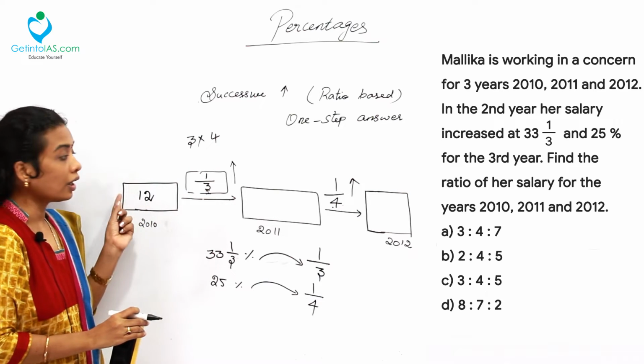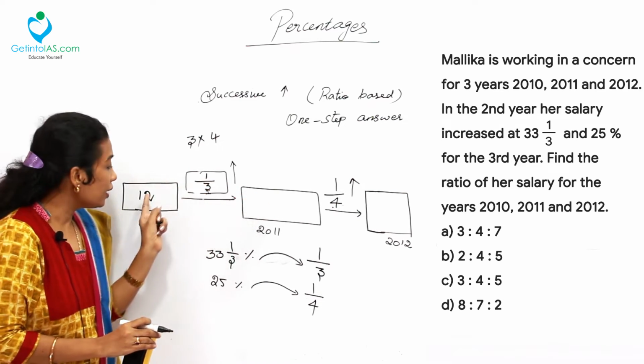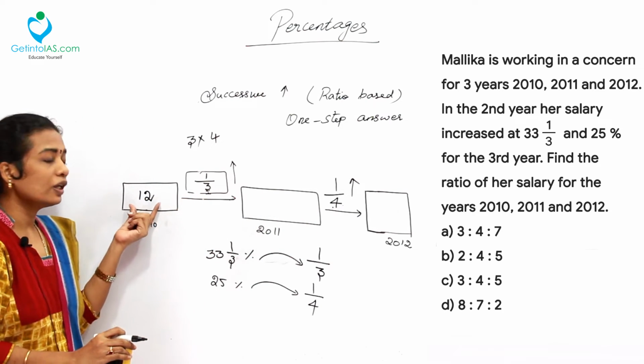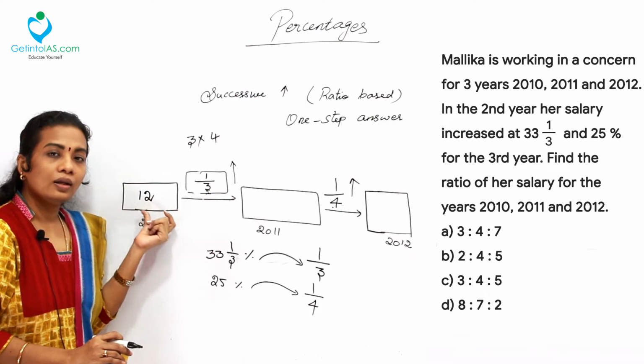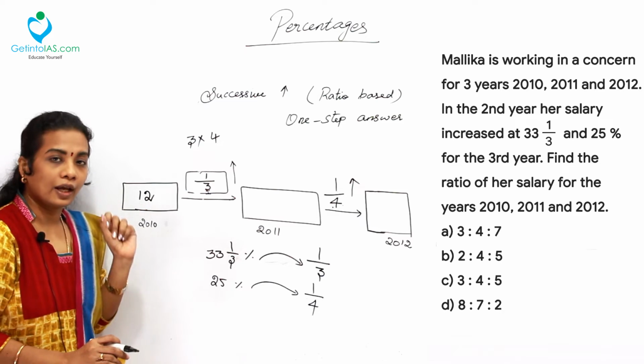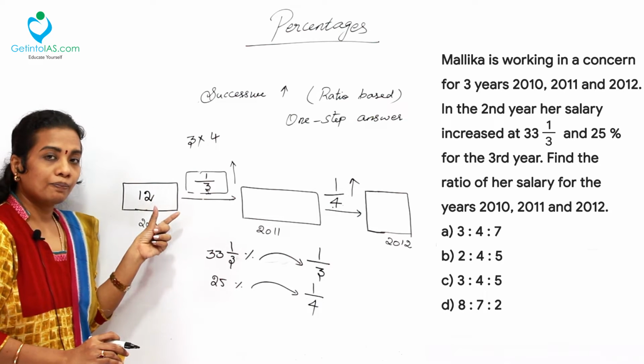Why we are doing this? In order to cancel them, this number should be the multiple of both. That's all. That is the idea over here. Not only 12. You can take here 12, 24, 36, like that. Any multiple of 12 can be taken, but 12 is the prime.